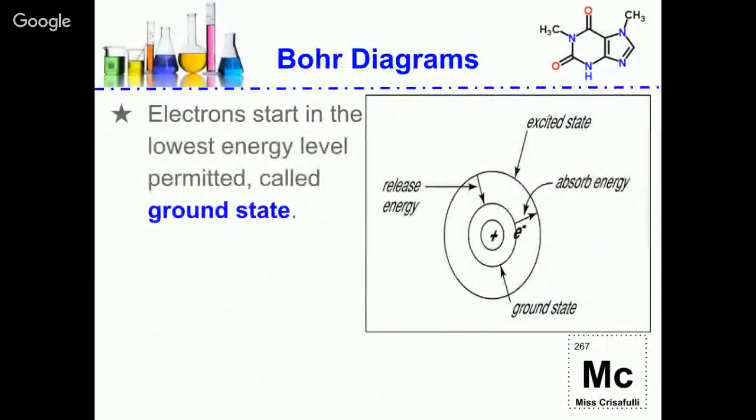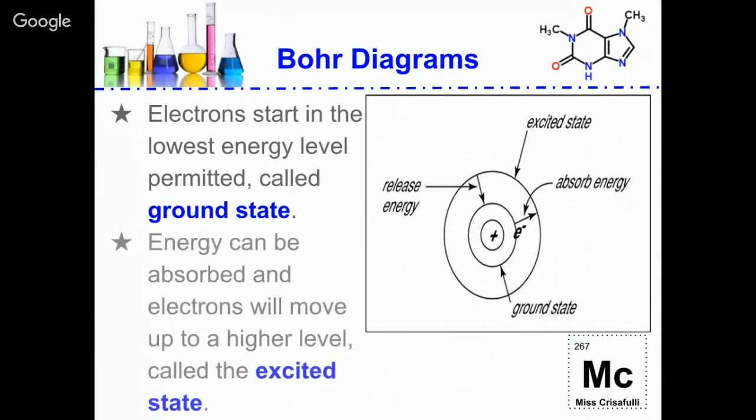So electrons start in the lowest energy level permitted, and that is what we call the ground state. Energy can be absorbed, and electrons will move up to a higher energy level, and that is what we call the excited state.